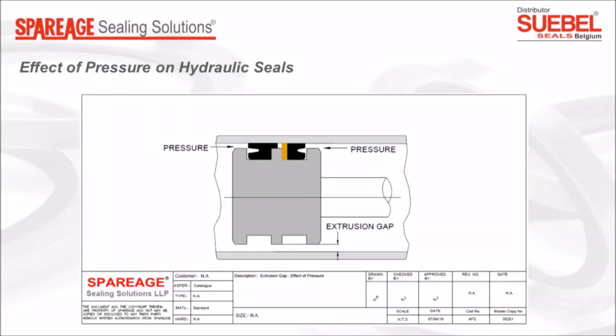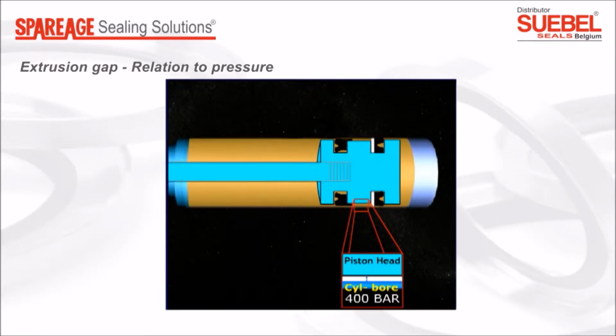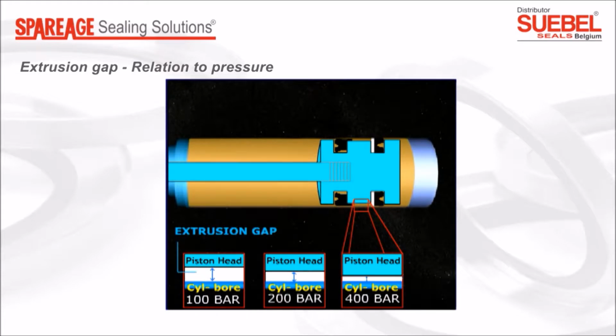Effect of pressure on hydraulic, pneumatic, rotary seals and O-rings. There is always a small gap between the cylinder bore and the piston head, or the housing and the rod. This gap is known as the extrusion gap and is the main cause of seal failure. The extrusion gap has to be lower for higher pressure. These values are specified in the catalogue.